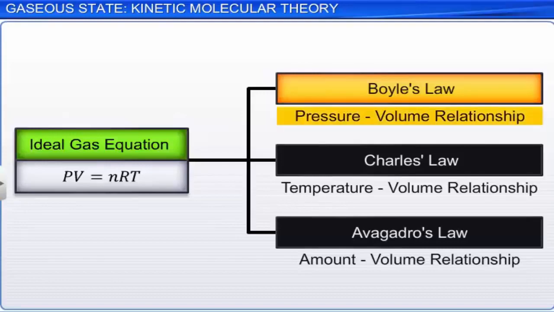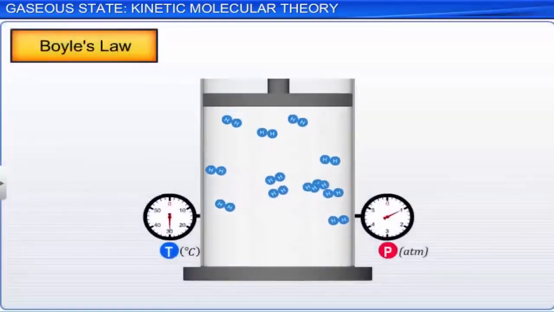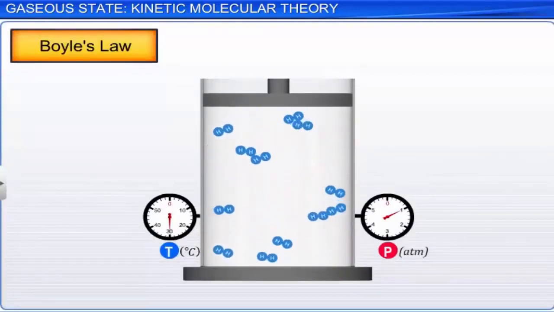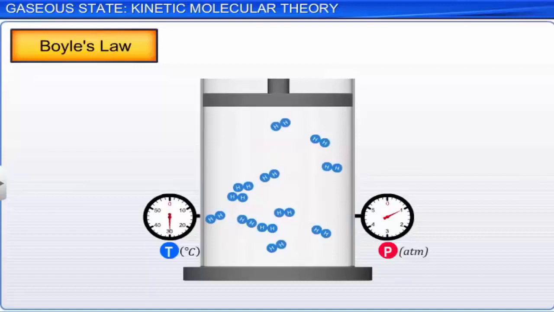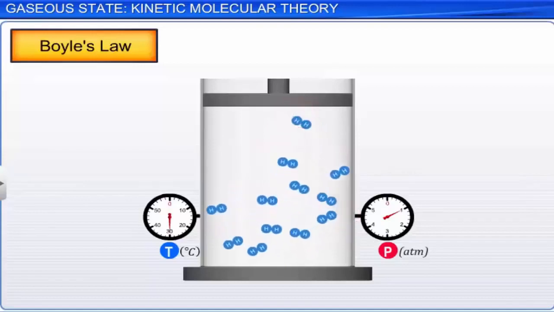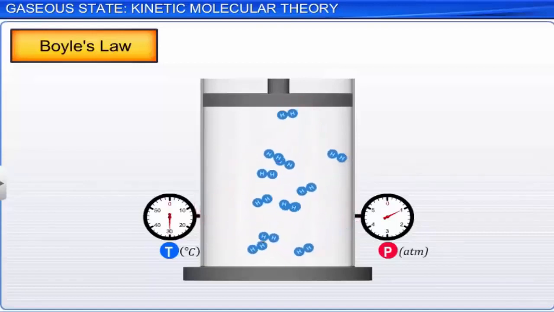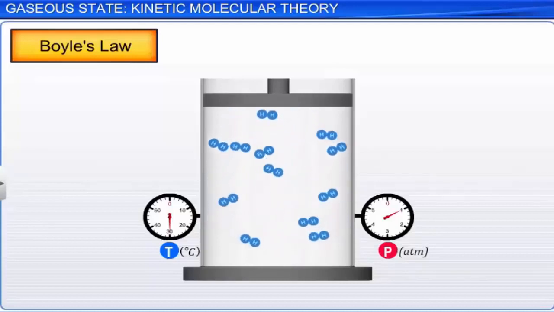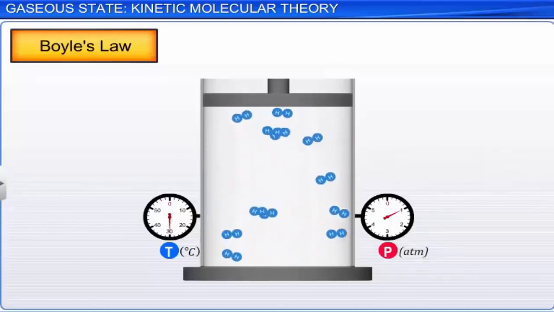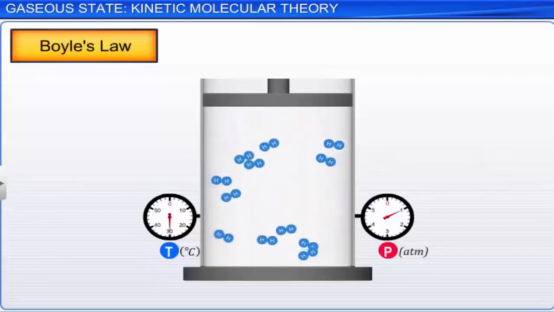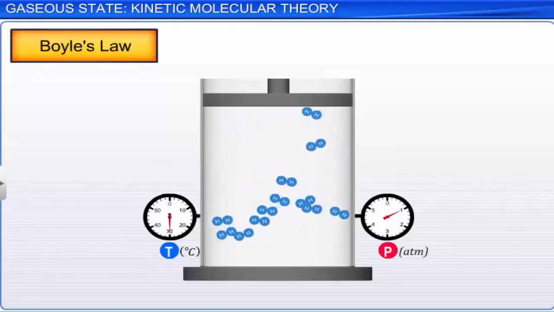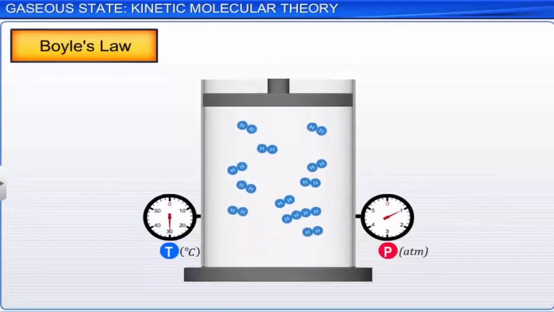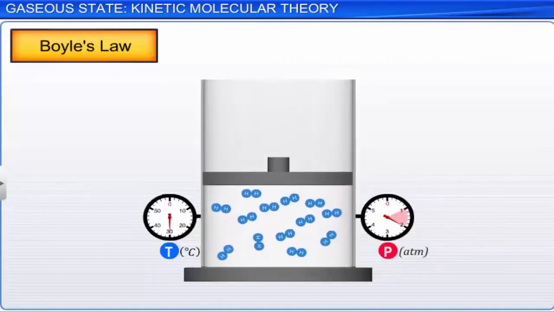container. As the number of collisions increases, the pressure of the gas also increases. The average velocity of molecules is constant at a given temperature. When the volume of a gas is decreased, the space available for the movement of molecules decreases. Then, the number of collisions on the walls of the container increases, resulting in an increase in the pressure of the gas.